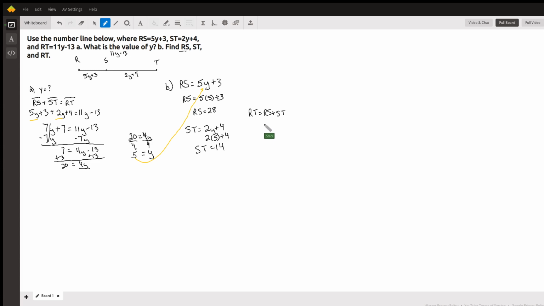So RS we found to be 28, ST we found to be 14. When we add those together, we'll find the length of RT, and RT is 42.